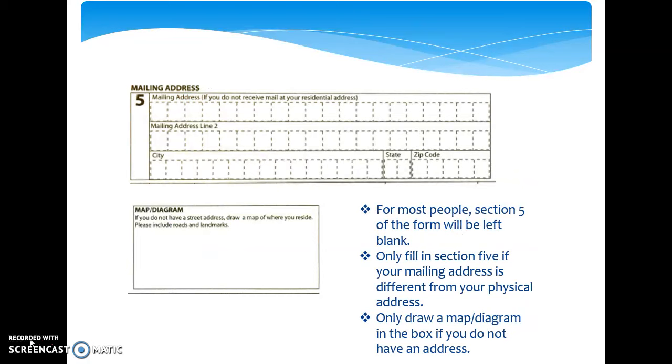For most people, Section 5 of the form will be left blank. Only fill in Section 5 if your mailing address is different from your physical address. Only draw a map or diagram in the box if you do not have an address. Again, most people will leave this section blank.